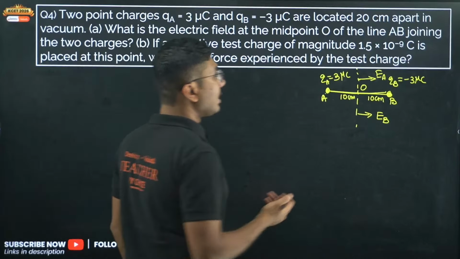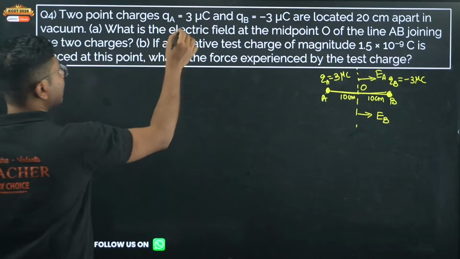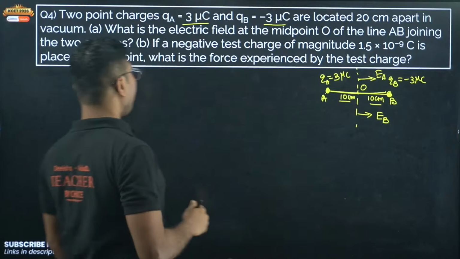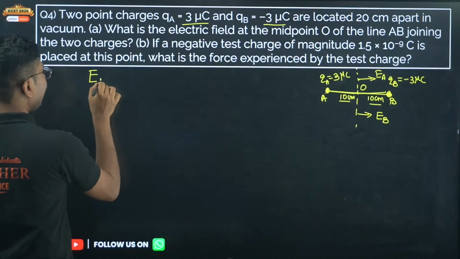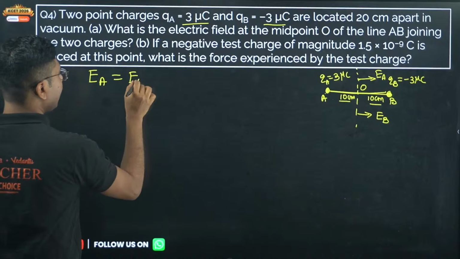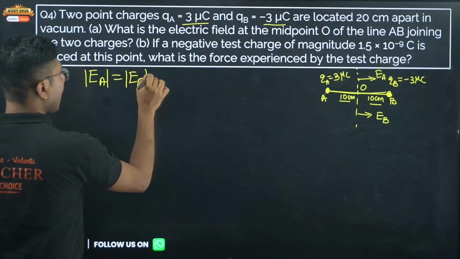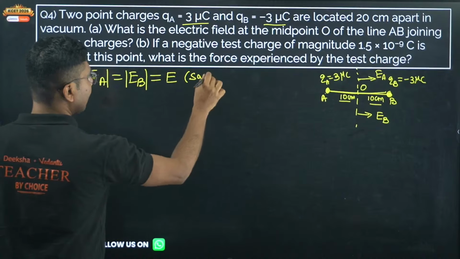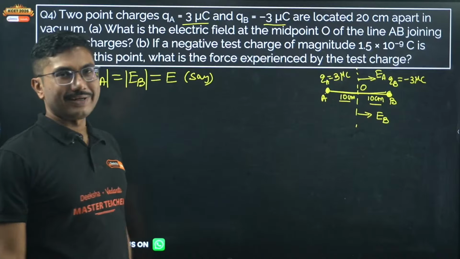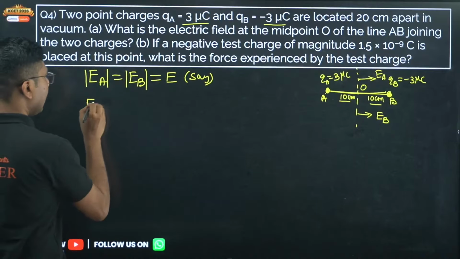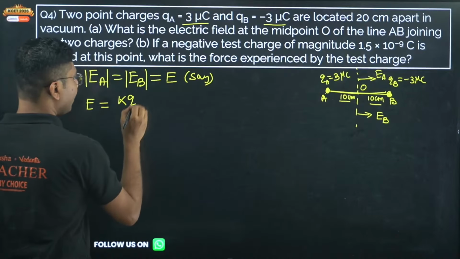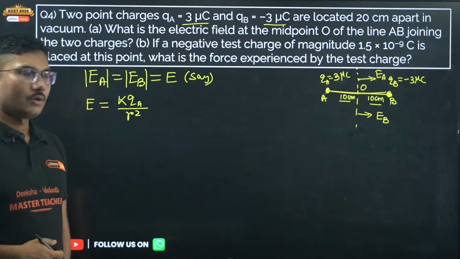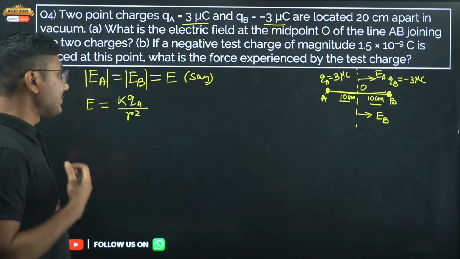So how to solve this question? Because the charges are the same magnitude-wise and the distances are also the same, I am using a shortcut: the electric field due to A equals the electric field due to B, magnitude-wise, and let that electric field be E. Now what is the value of E? E is K times any one of the charges, I am taking A, divided by the distance squared. A lot of things to learn from this single problem.